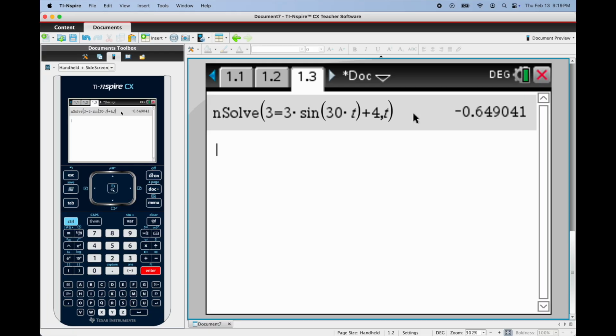Good. Alright, so this is maybe why it's a 3-mark question potentially. But we get a negative value. When we use nsolve it will find the value that is closest to 0. And we actually don't want a negative value, because the question asks us to find the first time after 12. So let's use nsolve again, and let's specifically tell the calculator to find a value greater than 0. So let's set a lower bound. In this case, the first value greater than 0 is 6.649.